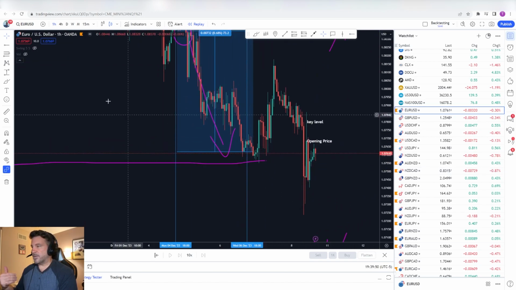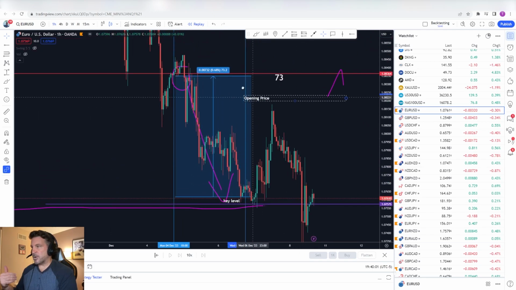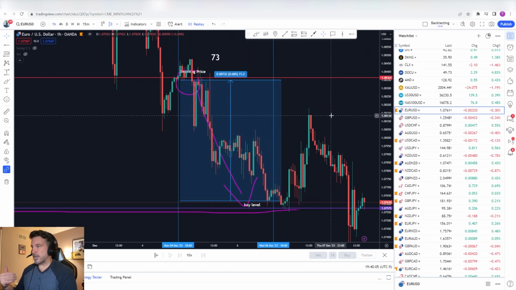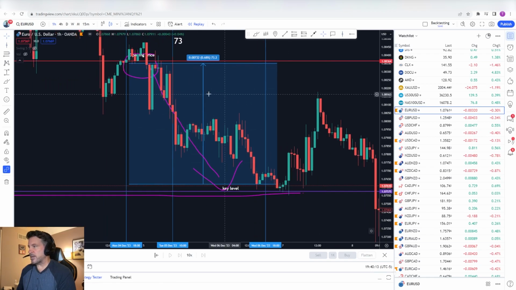So 1.0750. It's about where I had that. All right, I'm going to move this. Oops, I didn't want to do that. Let's just put it back on there. 1750 it was. And I'm going to move this key level now to here. I'll move this opening price to here. I'll move the 73 to here for this particular day. And we can see what time this was here. My trading session starts just after 10 in the morning, which is right there.